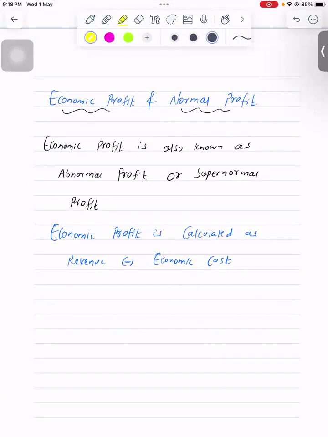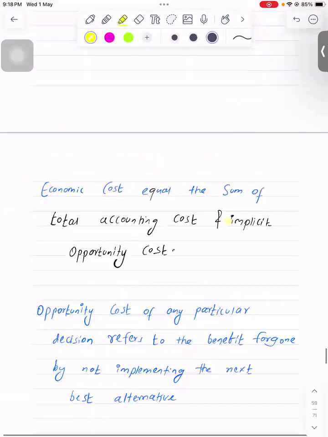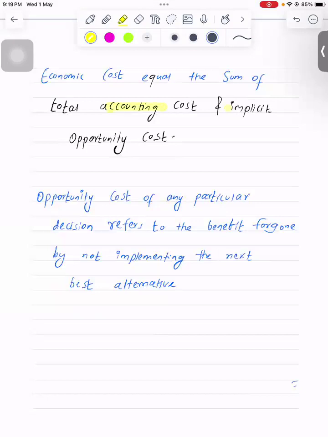I've told you, economic profit is also known as abnormal profit or supernormal profit. How to calculate economic profit? Revenue minus economic cost. And how to calculate economic cost? Accounting cost plus implicit opportunity cost. And here is the meaning of opportunity cost. Opportunity cost of any particular decision refers to the benefit foregone by not implementing the next best alternative. So in our example, what was the benefit we have foregone? The interest rate, the bank FD rate. So that's why 10% became our cost.